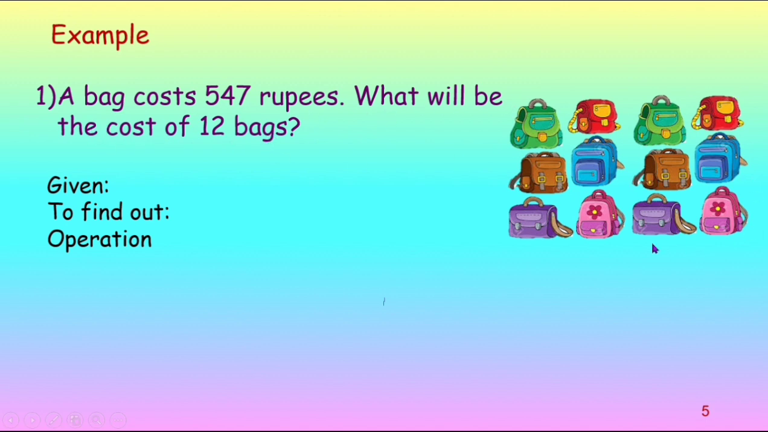So that means you draw 12 bags. You can draw rough squares or rectangles, and each is 547. That means the number 547 is taken how many times? 1, 2, 3, 4, 5, 6, 7, 8, 9, 10, 11, 12. So we take the number 547 12 times. So when it says times, what do we do? We multiply. So what has been given? The cost of a bag is 547. What have you to find out? The cost of 12 bags. What is the operation we will use? The operation we will use will be multiplication, and you will solve the sum.